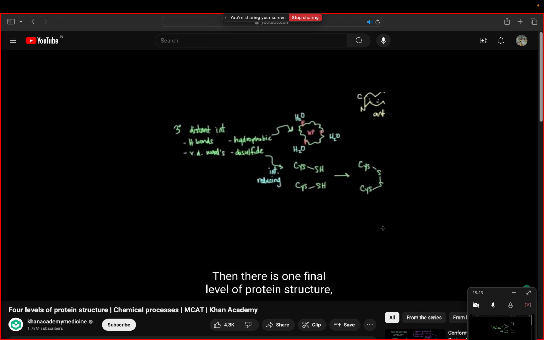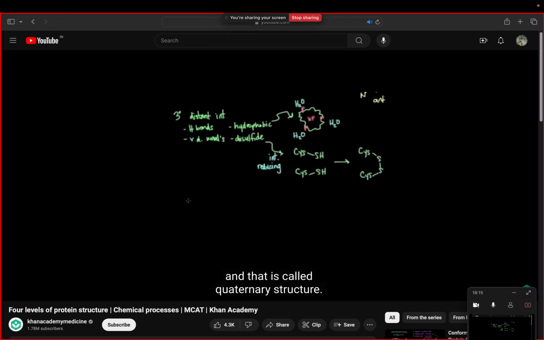Then there is one final level of protein structure, called quaternary structure. Quaternary structure describes the bonding between multiple polypeptides. The same interactions that determine tertiary structure play a role in quaternary structure. So let's say I have one folded up polypeptide, two folded up polypeptides, and a third and a fourth. The quaternary structure is described by the interactions between these four polypeptides.